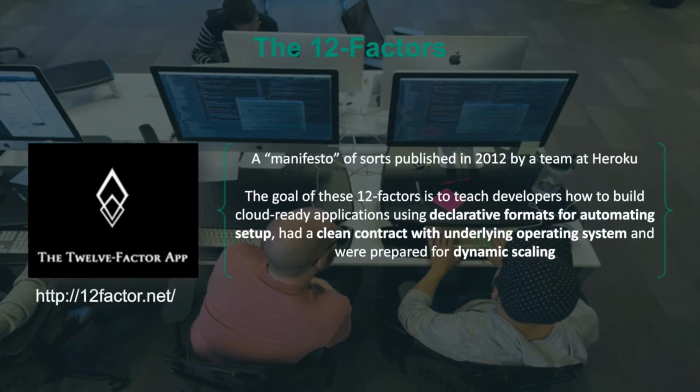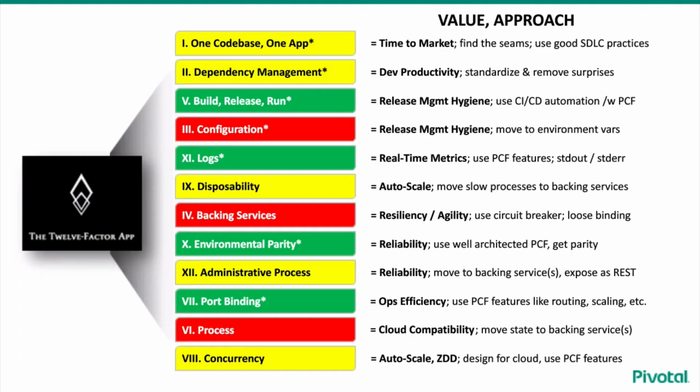and use declarative formats for automating the setup, and basically having a very clean contract with your underlying operating system or containerized environment, and be prepared for dynamic scaling, and be prepared for a container management system and a full-on cloud-native platform. So, let's go through these really quickly and what they mean. The color coding, I think, is an indication of what are the things you absolutely need to have. What are more important, less important.